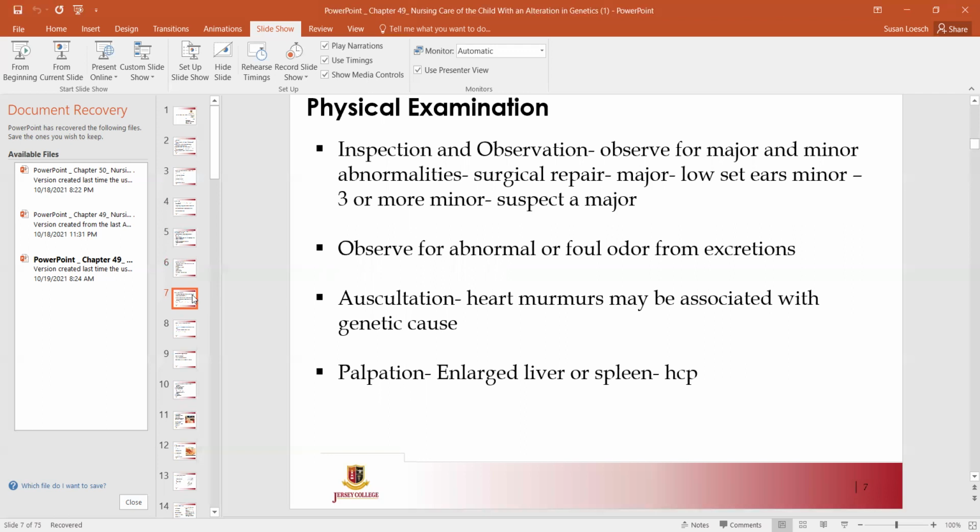Next, we're going to talk about physical examination. Okay, so when we're looking at the child with the genetic disorder, we're going to do the same inspection, observation, palpation, auscultation that we do with everybody else. In this case, we're looking for major and minor abnormalities like surgical repairs.